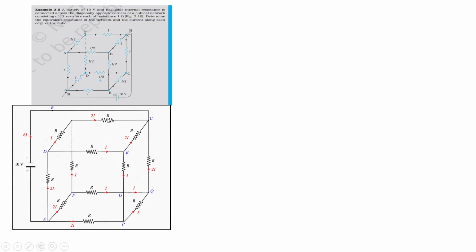Now you come to this branch. Here what happens? This is I and this current is I, so incoming current is I plus I, and outgoing should be 2I. Same way at point E, I and I is incoming, outgoing is 2I. Similarly at Q, I and I incoming, outgoing is 2I. At point C, incoming is 2I, 2I, 2I, and outgoing is 6I.